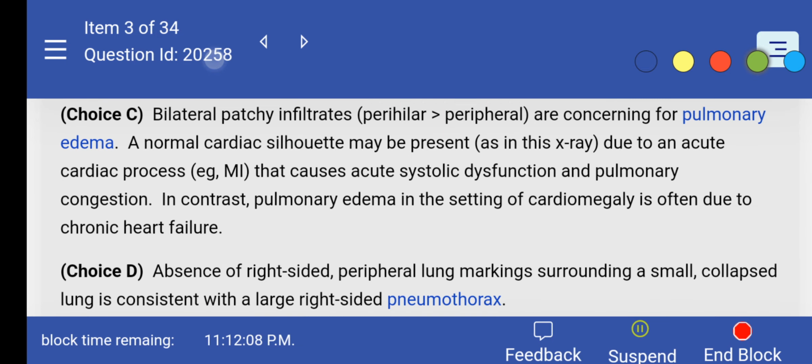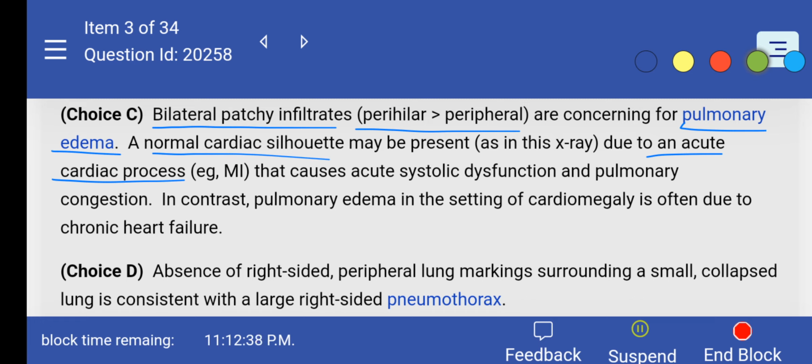Okay, why not option C? Bilateral patchy infiltrates, right? Perihilar greater than peripheral. We would talk about that. What does it mean? These are concerning for pulmonary edema, right? A normal cardiac silhouette may be present in this X-ray due to an acute cardiac process. If there is an acute process, there will be a normal cardiac silhouette, right? If there is an acute process that causes acute systolic dysfunction and pulmonary congestion.